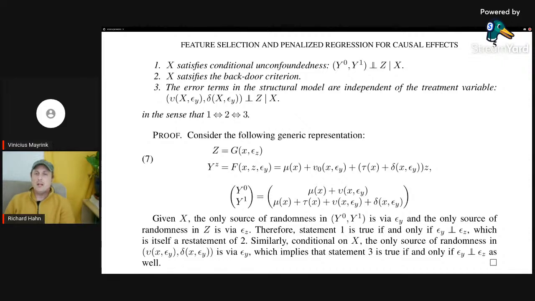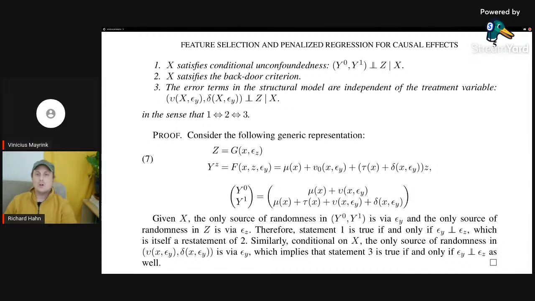Because of the equivalence between the functional causal models and Z, we can write Z is equal to G of X times epsilon Z. We're going to use our structural model to write out the Y potential outcomes. And so this block of equations in 7 is just basically setting up the equivalencies between these, okay? When you do that, then we can step through those terms 1, 2, and 3, and we can talk about what they mean.